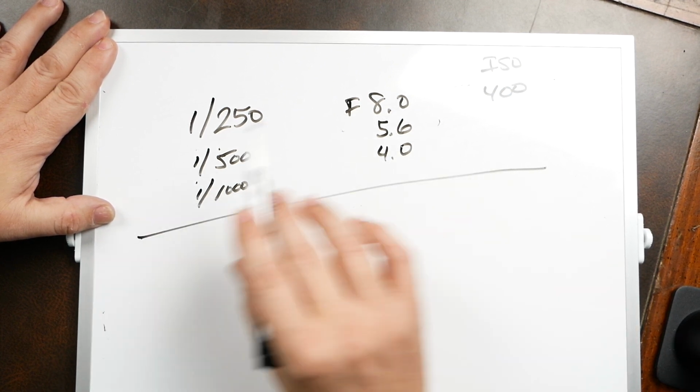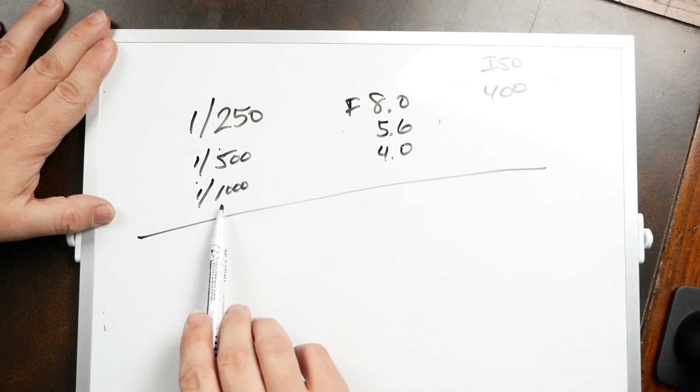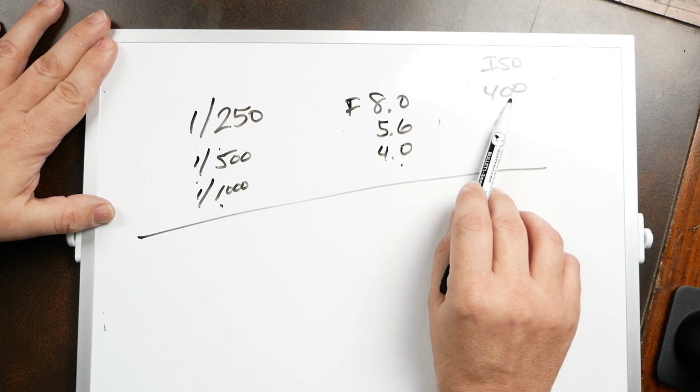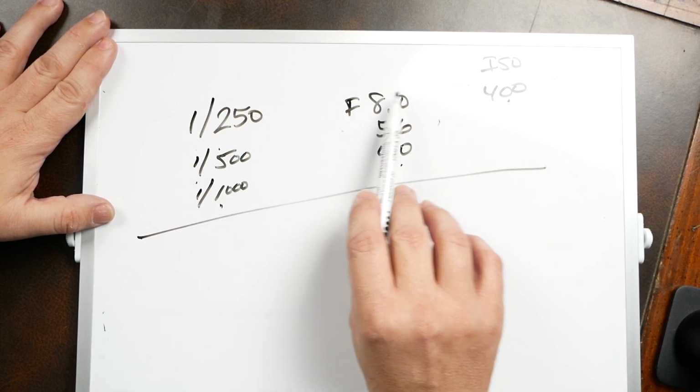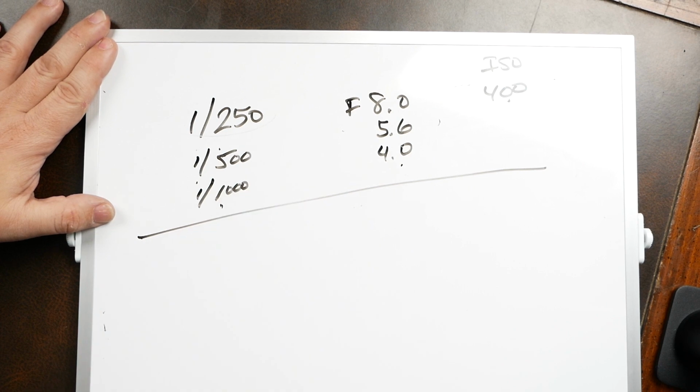Now you're going to get the same nice image. It's going to be in perfect exposure, but you're going to be able to get the stop action on 1/1000 at f4 and 400 ISO. Because if you go 1/250th, f8 at 400, the 1/250th is not fast enough to stop the action on the cars.